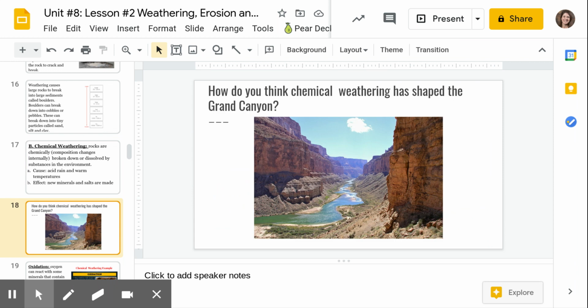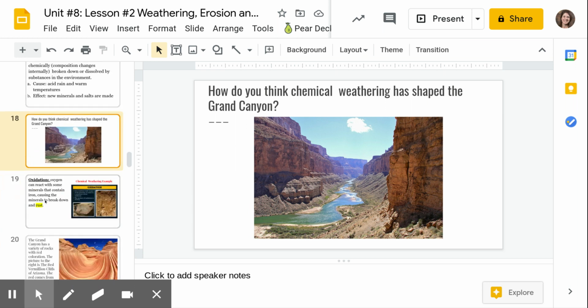So we talked about physical weathering, whether it be the Colorado River breaking apart the rock or the wind carving out the canyon, or tree roots causing rocks to break apart and crumble. But how do we think chemical weathering, so acid rain or warm temperatures, how do you think that has affected the Grand Canyon? So let's take a look.